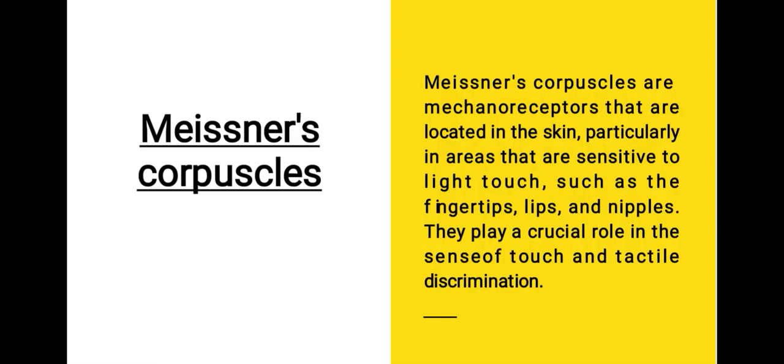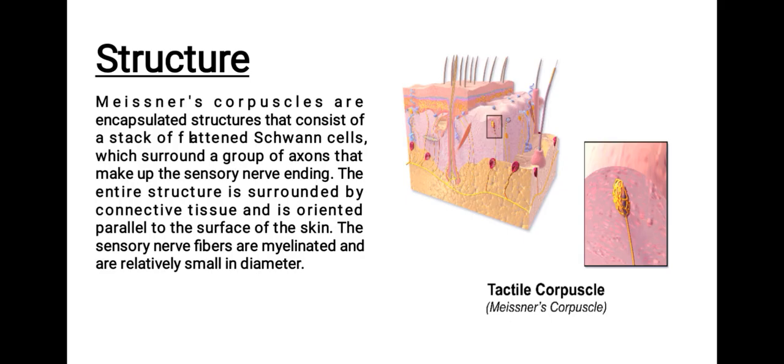Meissner's corpuscles are located in the skin, particularly in areas that are sensitive to light touch such as the fingertips, lips, and nipples. They play a crucial role in the sense of touch and tactile discrimination. Structure: it's an encapsulated structure, consisting of a stack of flattened Schwann cells which surround a group of axons that make up the sensory nerve ending. The entire structure is surrounded by connective tissue and is oriented parallel to the surface of the skin. The sensory nerve fibers are myelinated and are relatively small in diameter.